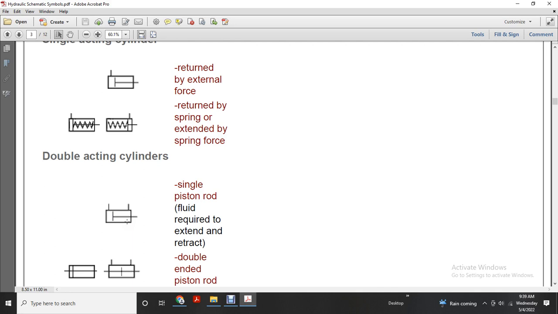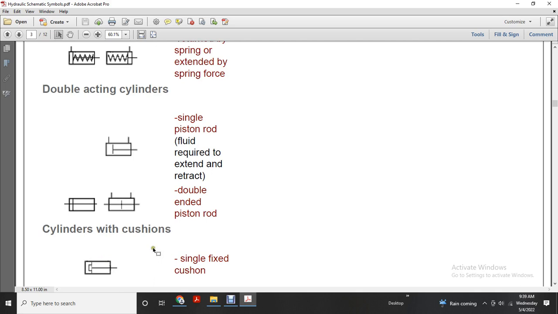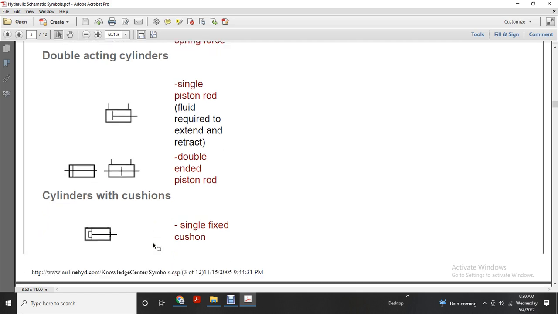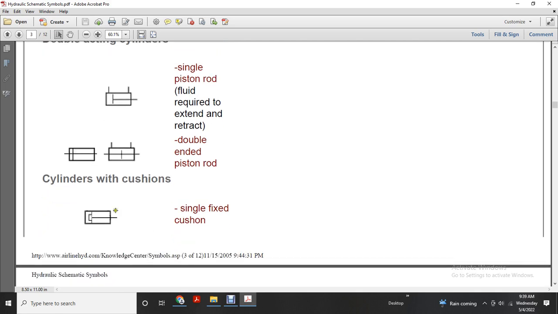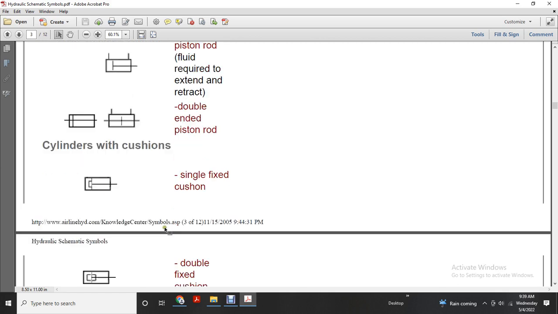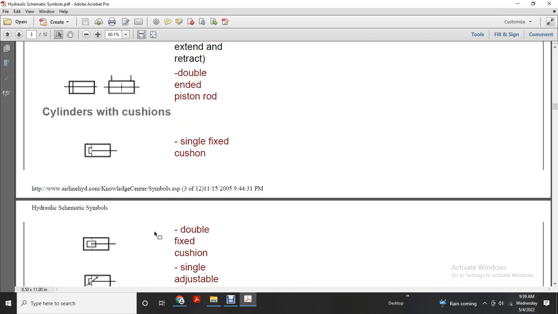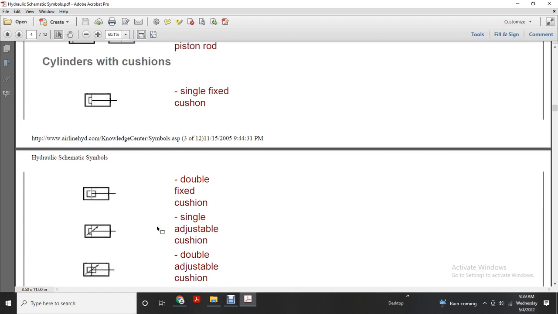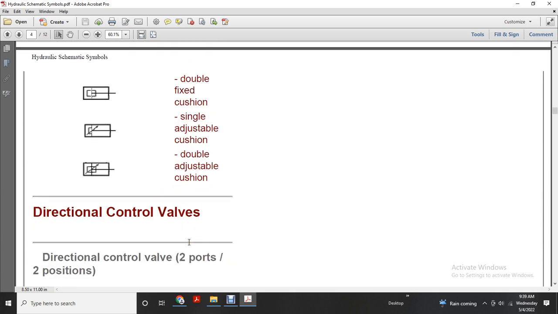It has two ports and shows the single piston rod, dual action, centered and left position, or variable side position. Cylinder with cushion shows a square on the single piston rod; double cushion has squares on both sides of the double cushion rod. Single action cushion, double adjustable cushion show the arrowheads through them.